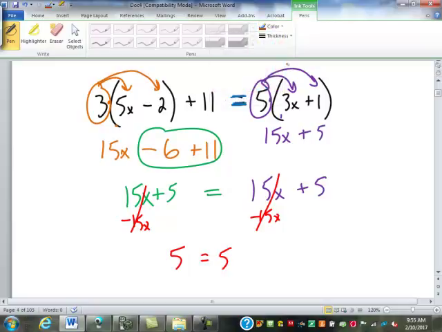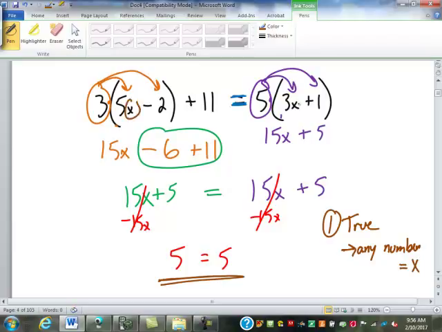When the variable disappears, there's one of 2 possibilities. Possibility 1. Is this true? Does 5 equal 5? Yes. What that means is the variable x in this case can be any number. I can put any number in here for x and this equation is going to work out. Now a different possibility would be like this.